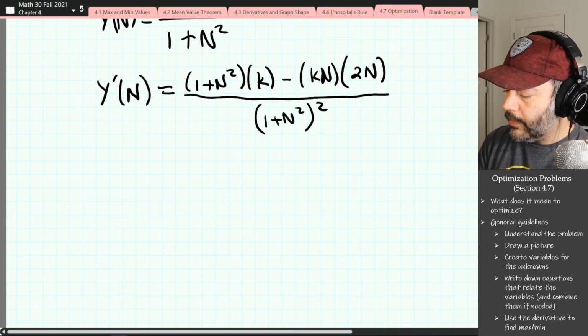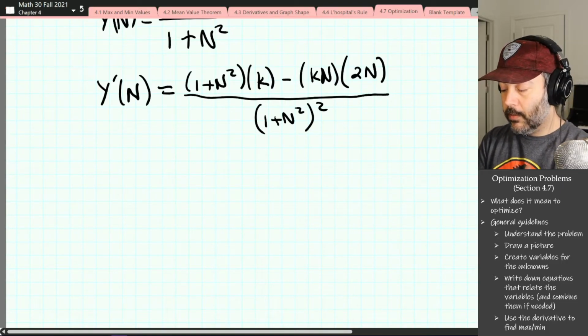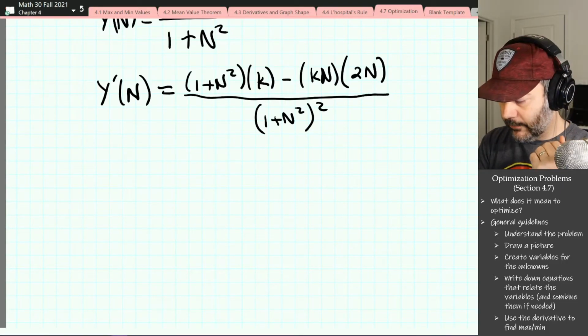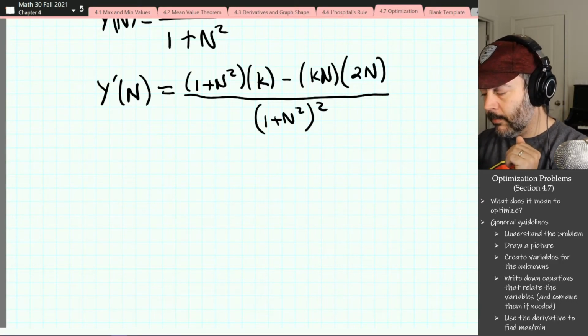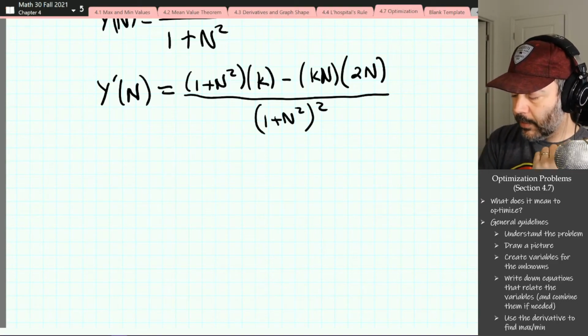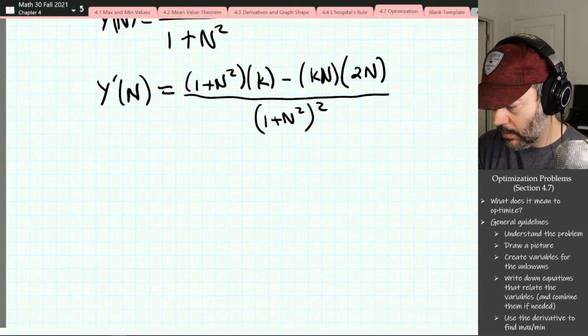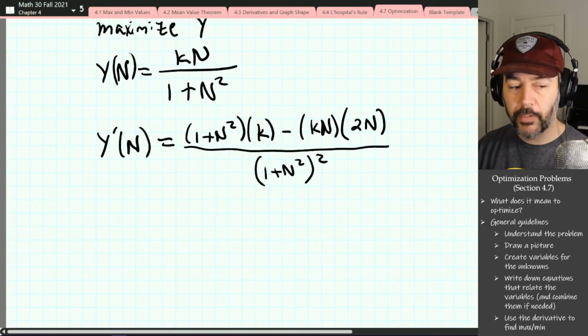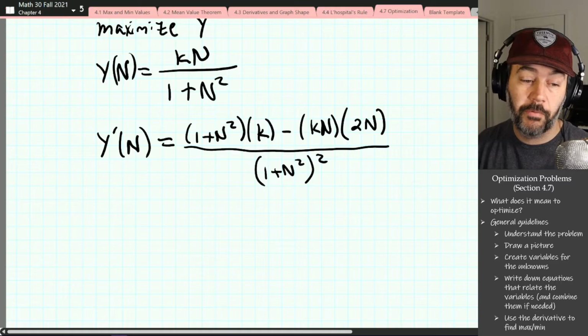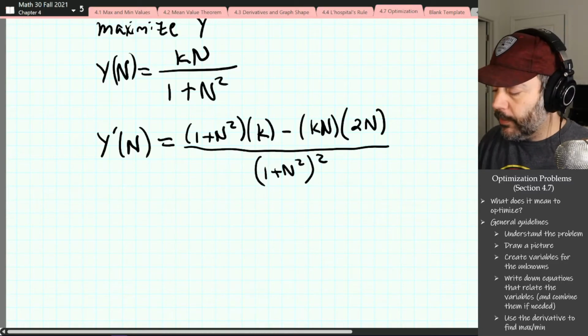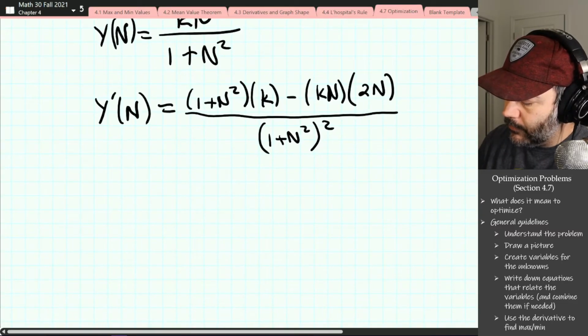Well, we need the critical values of this. There's no place where this is undefined. The denominator will never be 0. And even if it was, that same value would not be in the domain of the original function, so we wouldn't even worry about it. So all we need to do is set this equal to 0 and solve.